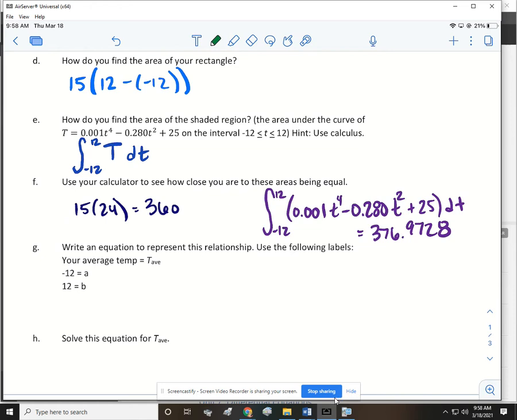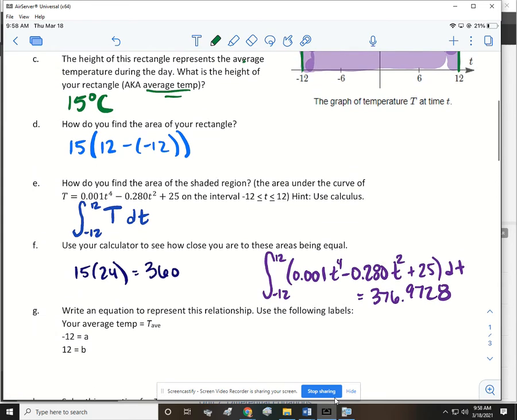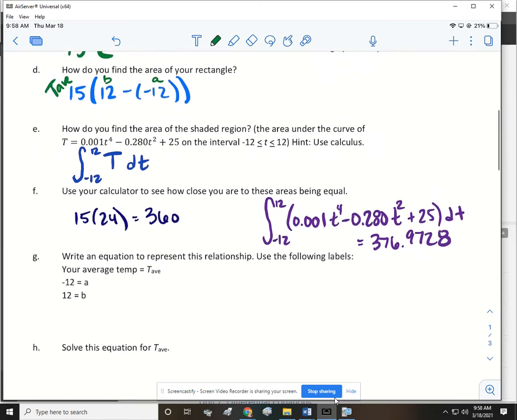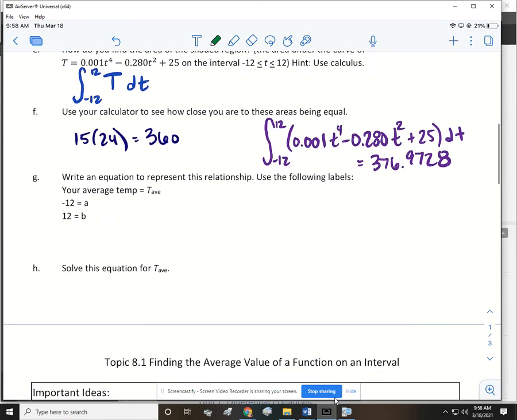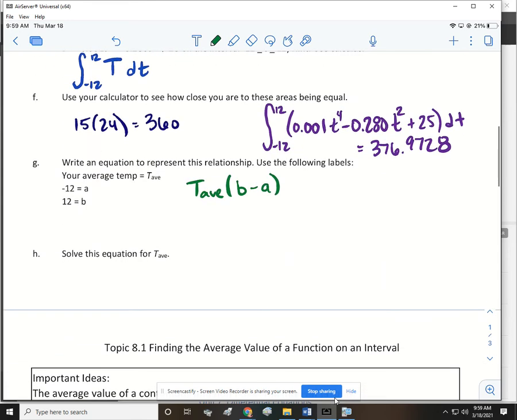Write the equation to represent this relationship. We're going to use the following labels. So our average temp, which was 15, we're going to call that T average. And then for negative 12, we're going to call that A, and for 12, we're going to call that B. So that little blue, I'm changing to T average times B minus A, we did that, should be equal to the integral from A to B of T dt.